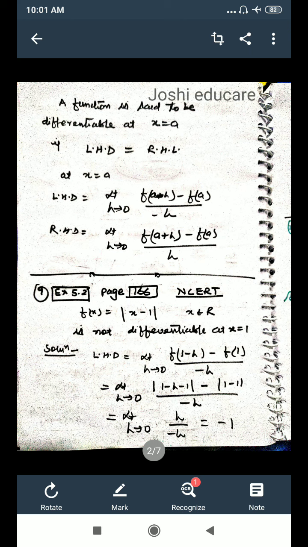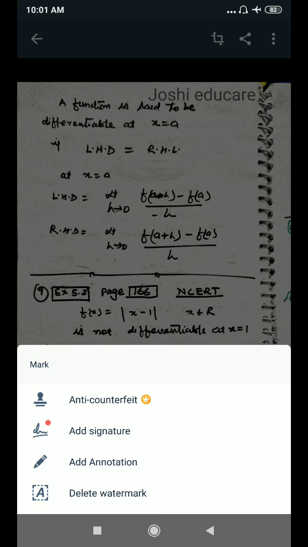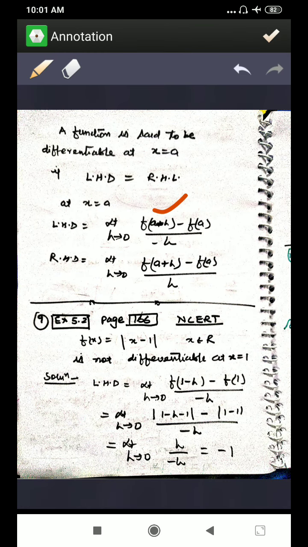It's very simple. The formula for left hand derivative is this: limit h tends to 0, f(a minus h) minus f(a), divided by minus h. We want to check at x equal to a. In this I have taken it as minus h. Note it down. I have taken it as f of a minus h, and in the denominator also it is minus h.